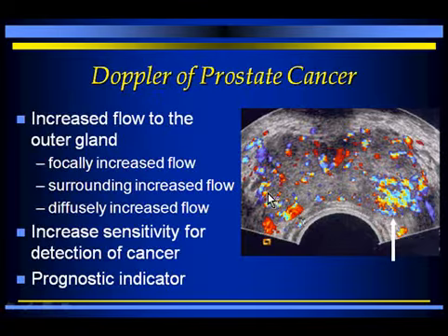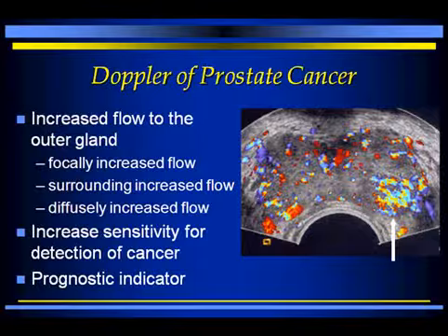Now, in addition to the grayscale abnormalities, people have done a lot of work using Doppler of the prostate to try to identify prostate cancer. Doppler tends to show increased flow to the areas of prostate cancer. These have been classified either as focally increased flow, increased flow surrounding the cancer, or diffusely increased flow. The bottom line is any kind of increased flow is a marker for possible prostate cancer. And looking for increased Doppler flow will increase your sensitivity for detection of prostate cancer. However, as I will show you later, it's not a very specific marker.